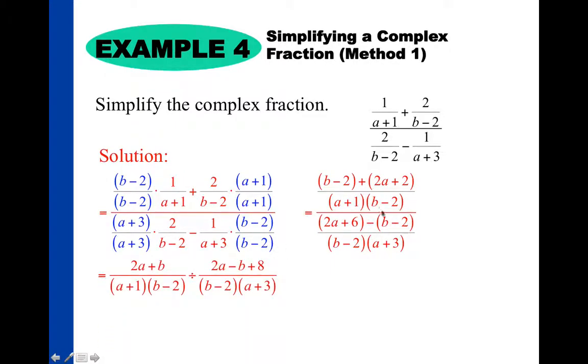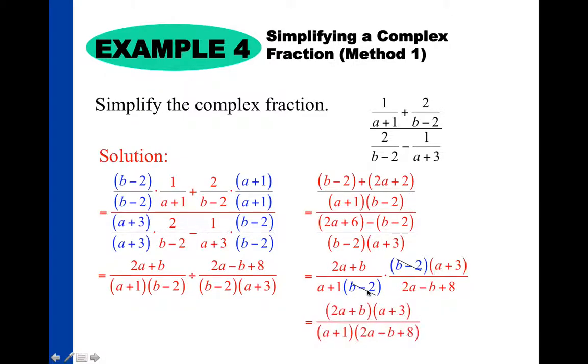Okay. Change it to big division. Change that to now multiplication and flip this whole thing upside down. These two will go away. And I'm looking, yeah, that's it.